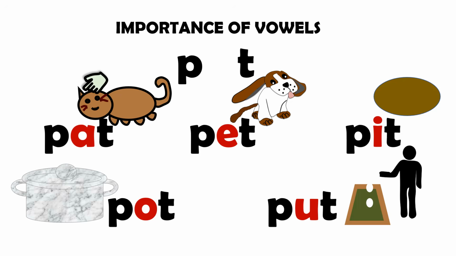In another example, when we take the consonants P and T, we do not form any word. However, placing the vowels A, E, I, O, and U between these consonants, we can form the words pat, pet, pit, pot, and put, respectively.